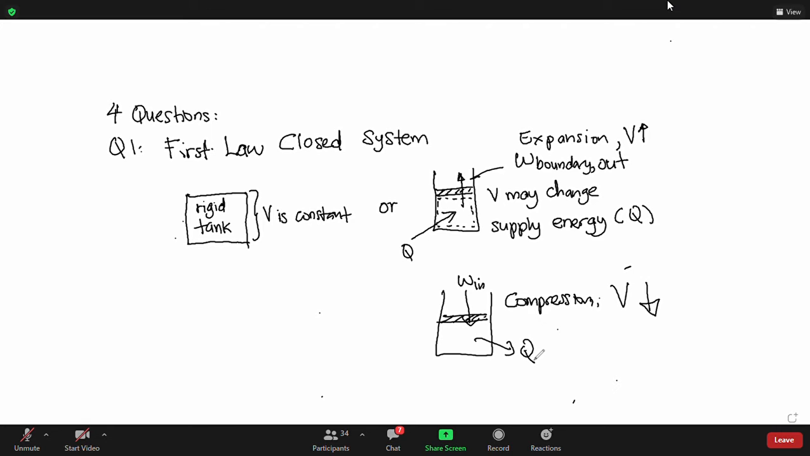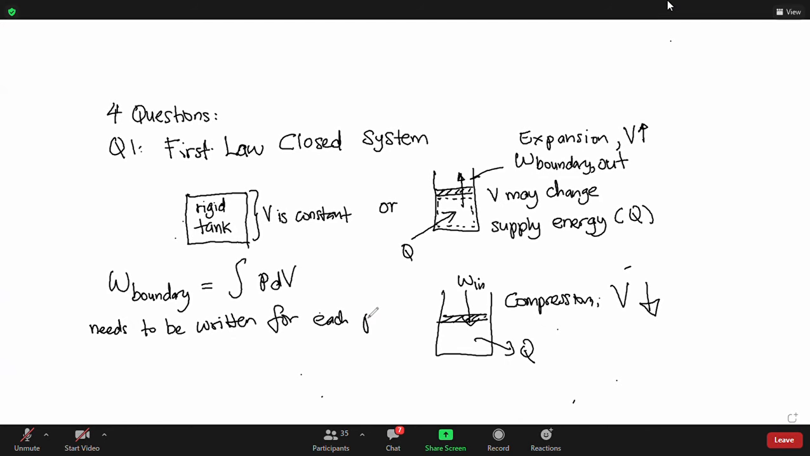Okay? So, now, if you have boundary work, can you evaluate the boundary work? How do you evaluate boundary work? Can anyone tell me? What's the equation for boundary work? Anyone? Integral of P dV. Yes, integral P dV. And this needs to be written for each process. You may have 2 processes.